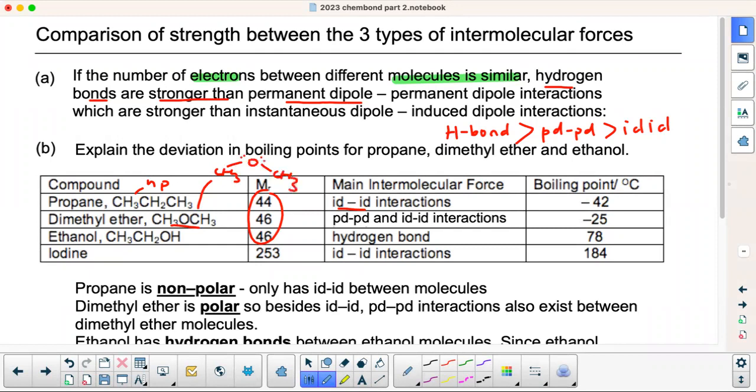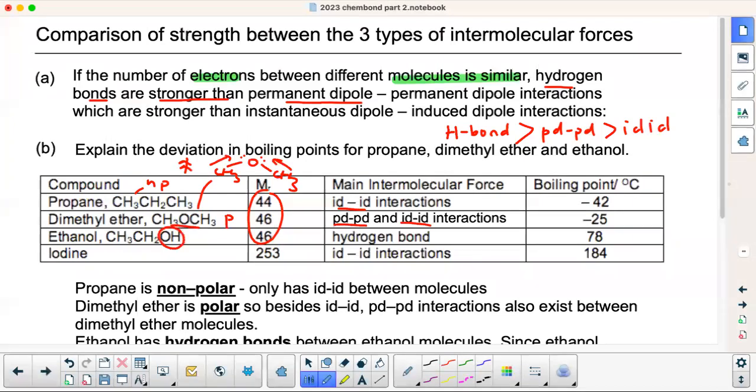And then I showed you that the dipole moments don't cancel out. You see that? They don't cancel out. There's a net dipole moment pointing this way, up. So this molecule is polar. So polar will have PD-PD and ID-ID. Right? Then this one is pretty obvious because you see an H attached to O.